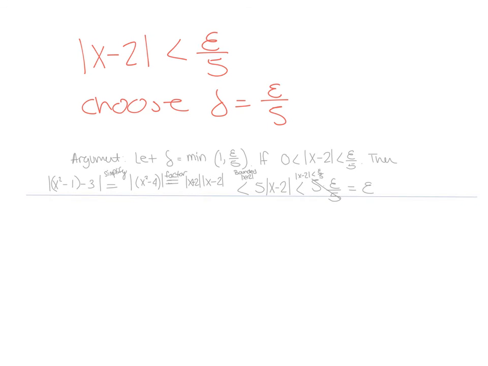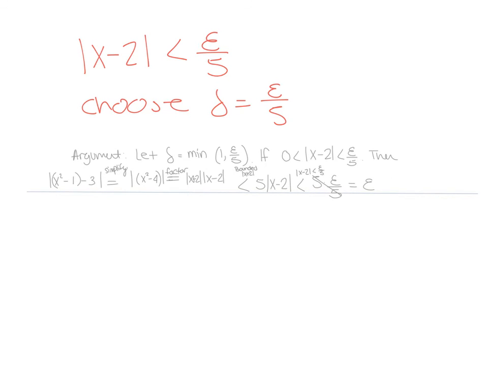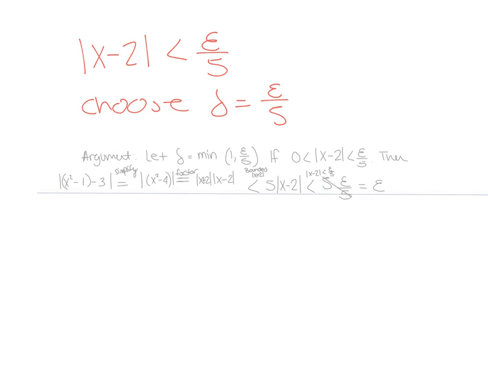Let delta be the minimum of 1 and epsilon over 5. If 0 is less than the absolute value of x - 2 less than delta, then make sure you include all the work that you did here. For some reason, it's not letting me point.